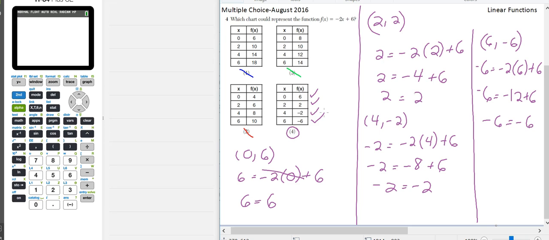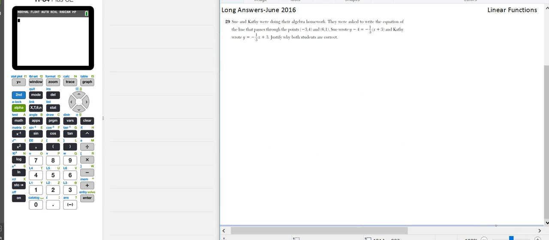Let's look at another question. This is question 29 from the June 2016 Regents. Sue and Kathy were doing their algebra homework. They were asked to write the equation of the line that passes through the points (-3, 4) and (6, 1). Sue wrote y minus 4 is equal to -1/3 times (x plus 3). And Kathy wrote y is equal to -1/3x plus 3. Justify why both students are correct.